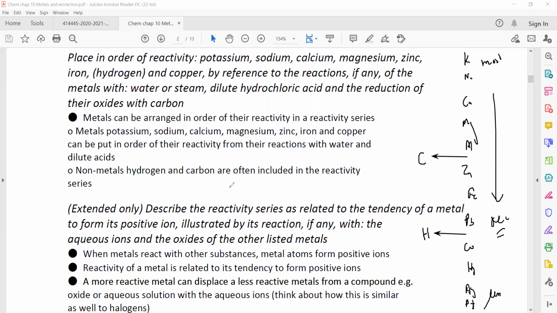So if we have, say, zinc oxide and we use magnesium, magnesium is more reactive, so magnesium will displace this zinc. As a result, it will form magnesium oxide plus zinc metal. So always the more reactive metal displaces the less reactive metal from its compound.